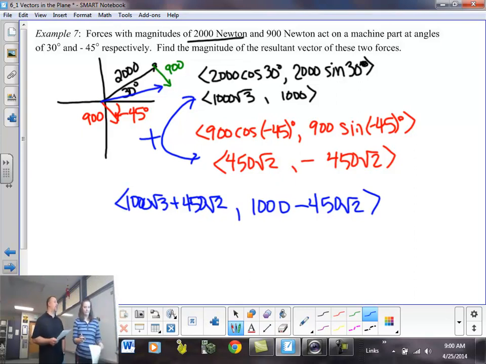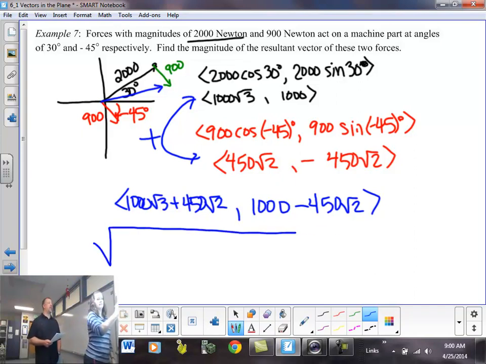Okay, well, that sounds like a lot of fun. How do we find the magnitude? Well, it's simply the square root of that first part squared plus the second part squared.